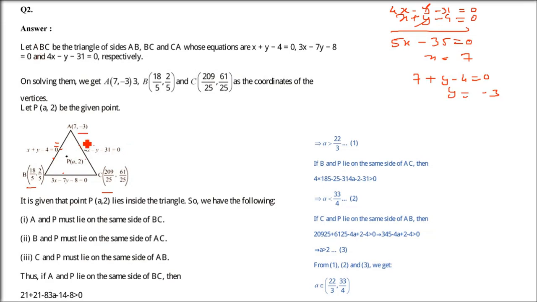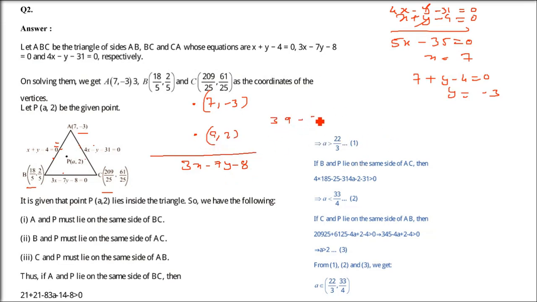Now, one condition I'm going to tell you; the other also we are going to discuss. See, there is a line which is BC, 3x minus 7y minus 8. Now this point P is A comma 2. The point A we just found to be 7, minus 3. Now if these two points are on the same side of the line, then we will put these points in this line, multiply them, and it has to be greater than or equal to 0.